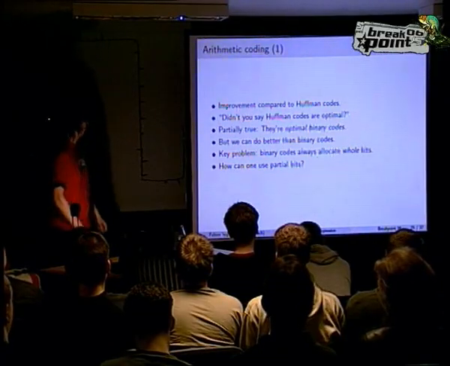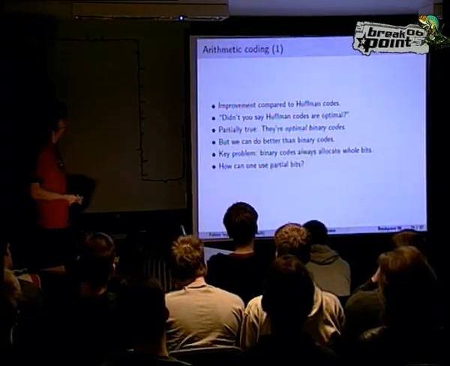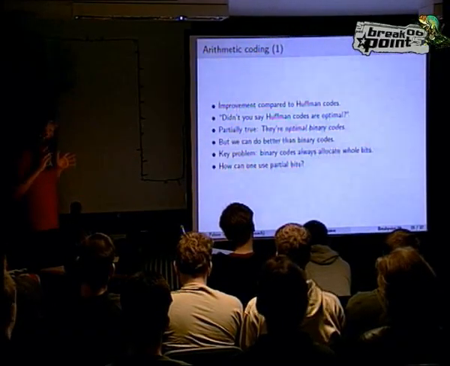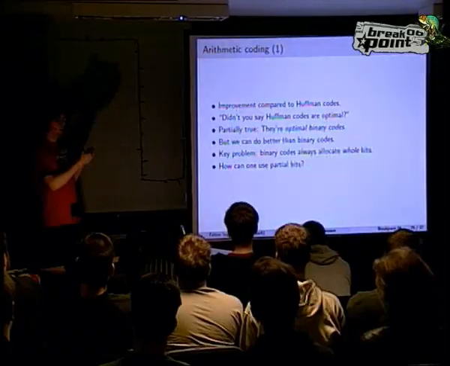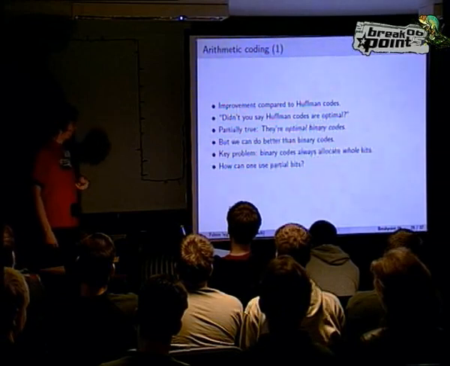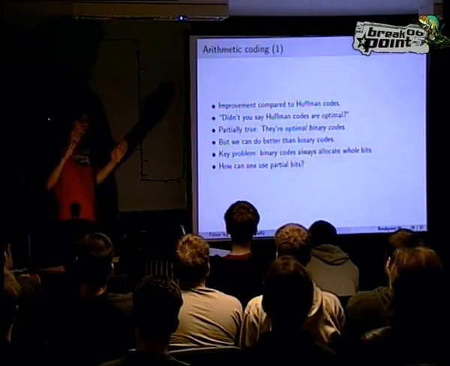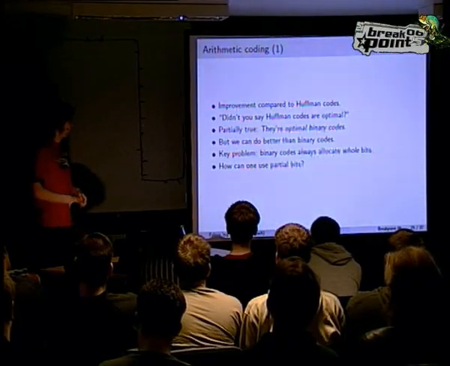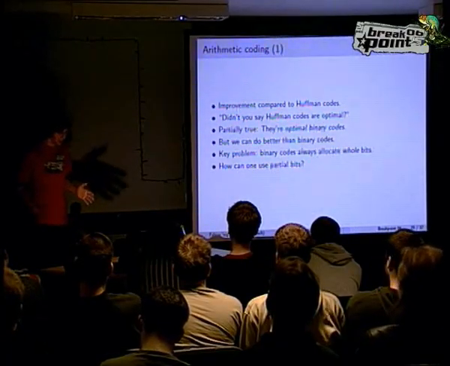And another improvement would be so-called arithmetic coding, which is a bit of a problem because I said before that Huffman codes are optimal, which is partially true. They're optimal binary codes. But if you don't restrict yourself to binary codes, where each character gets one single bit string that it represents, you can actually do a bit better. The key problem with binary codes is that you always allocate whole bits at once, which is kind of weird if you think about it, because what the hell are partial bits supposed to mean?